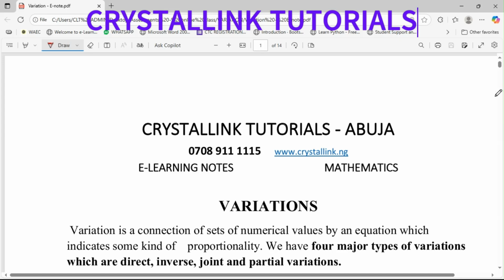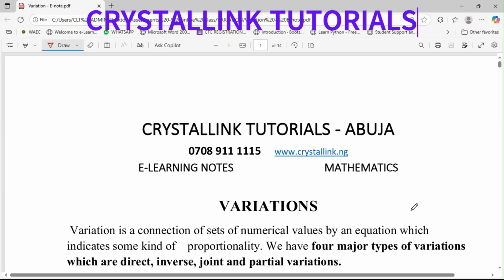And good enough, it is not really difficult if you just give it a little time and a little concentration. So what is variation? Variation simply tells us the connection between two quantities. Variation is a connection of a set of numerical values by an equation.